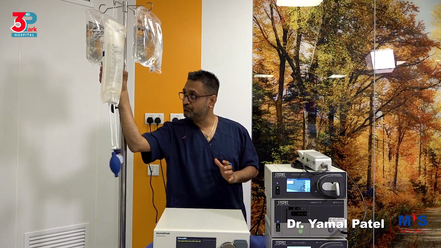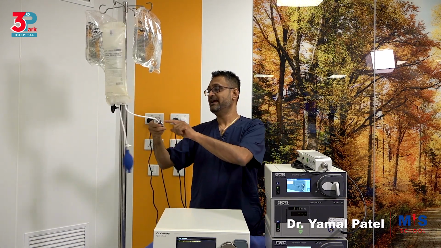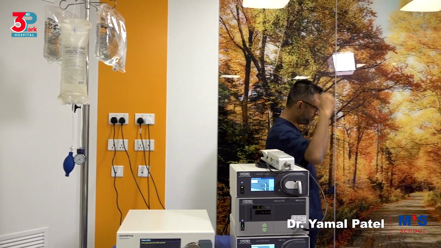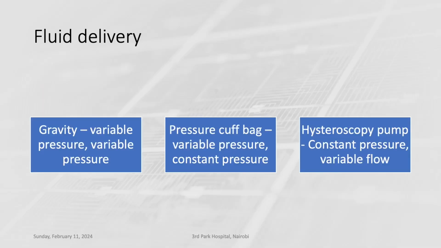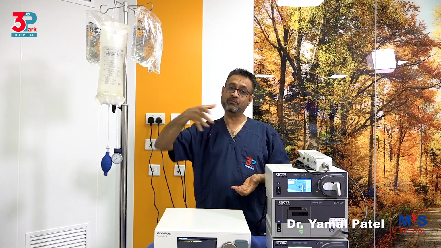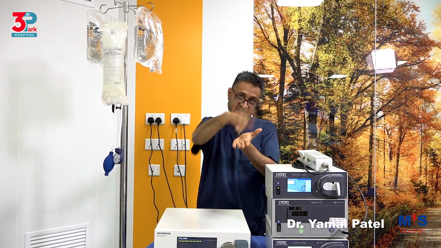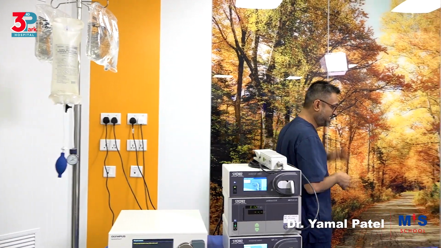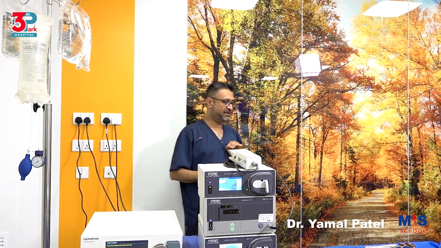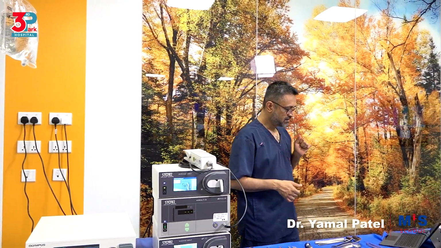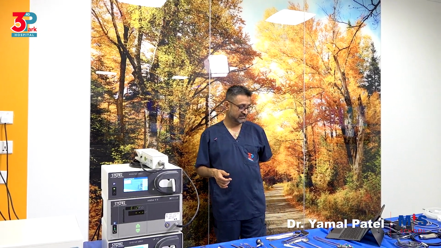Then we have this method where you're using a pressure and setting it to a certain amount and pushing it through the pressure bag, cuff bag. You will get variable pressure. Please remember what I'm saying. Variable pressure intrauterine, but constant flow, because you're constantly pushing it at a certain pressure and it's constantly flowing out. But the pressure inside, so when you suck or when it leaks, the pressure inside the uterus will change, but the flow will remain. The flow will remain constant.